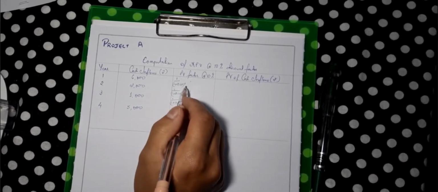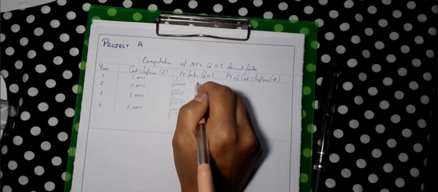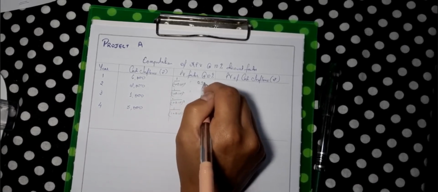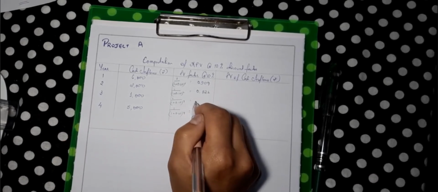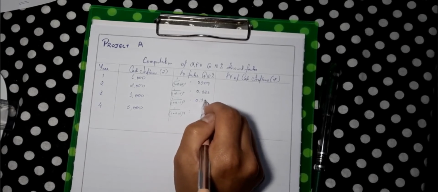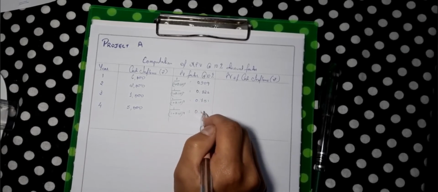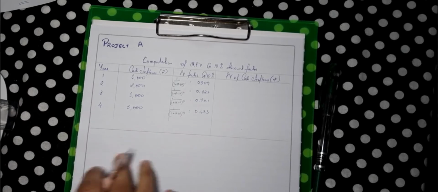So for the present value factor at the rate of 10%, for the first year it is 0.909. For the second year, it amounts to 0.826. Third year, 0.751, and for the fourth year, 0.683. I'm moving rather fast because we've been doing this over and over again.